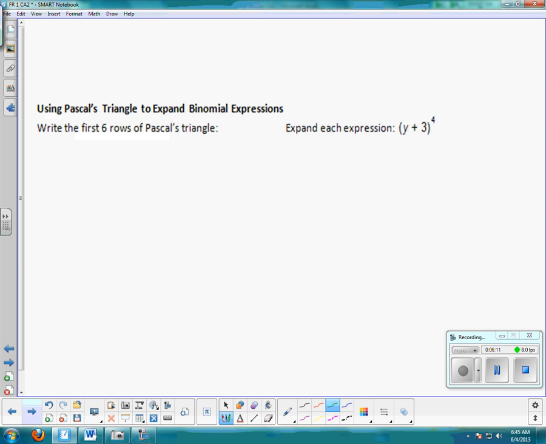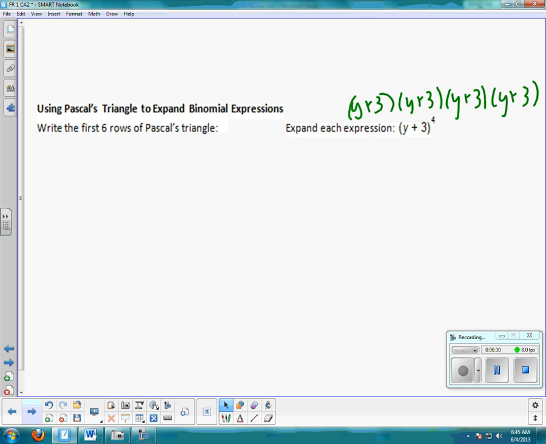Then we use Pascal's triangle to rapidly expand binomials that were raised to a power. If you want to do this the long way, it would be y plus 3 times y plus 3 times y plus 3 times y plus 3, which is an awful lot of FOIL. So Pascal's triangle helps us do this more rapidly. You need to be able to come up with as many rows of Pascal's triangle as I asked for.